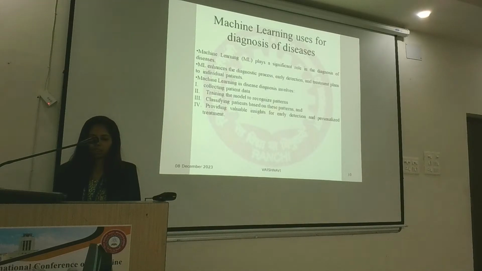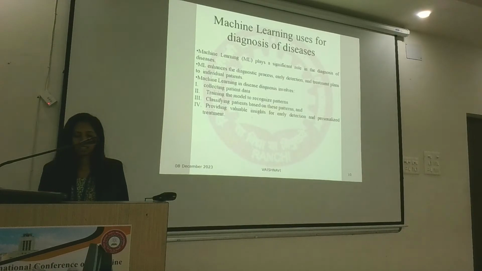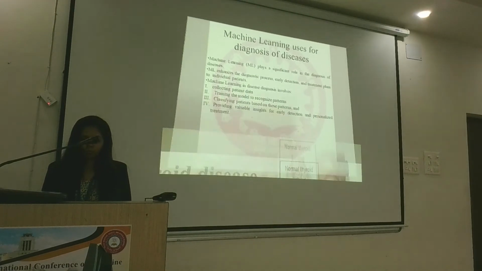Machine learning used for diagnosis of disease. Machine learning plays a significant role in the diagnosis of disease. It enhances the diagnostic process, early detection, and treatment plans for individual patients. Machine learning in disease diagnosis involves step 1, collecting patient data; step 2, training the model to recognize patterns; step 3, classifying patterns; and step 4, providing valuable insights for early detection and personalized treatment.